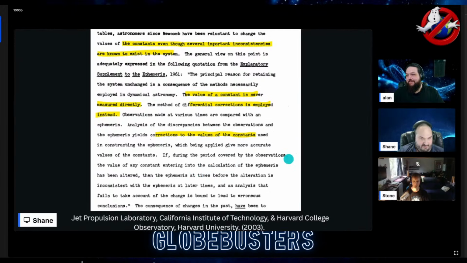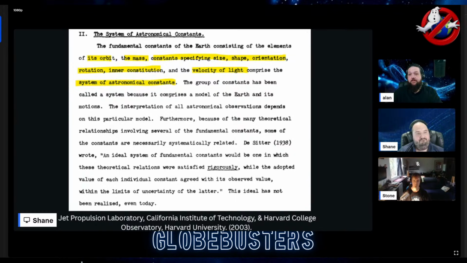Yeah, if during the period covered by observations the value of any constant has been altered, then the ephemeris at times before alteration is inconsistent with the ephemeris at later times, and an analysis that fails to take account of that change is bound to lead to erroneous conclusions. Wow. So, hey, we've been adjusting this on the back end, and if you don't continue to do that, the rest of it falls apart too. Neat. Oh man, that's so awesome. GG. It's a great find.